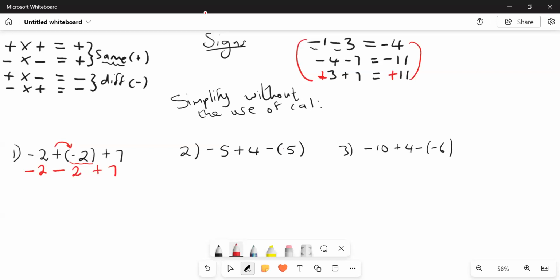-2 minus 2. We have same signs, so we need to add those two numbers and keep the common sign. So 2 plus 2 gives us 4. What is our common sign? A negative. And then you drop down that +7. This is the same as 7 minus 4. So 7 minus 4 is basically 3. So we're done with this problem.